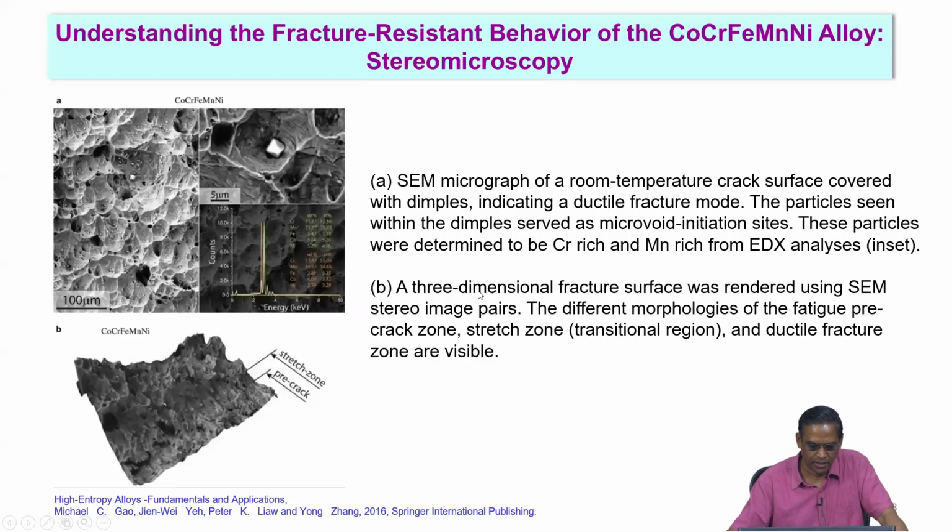And you have this 3-dimensional fracture surface rendered by using SEM stereo image pairs. You can generate stereo image pairs in SEM software. Okay. The different morphologies of the fatigue pre-crack zone. So you have 3 different regions here. So 1, 2 and then 3. So the first zone is a pre-crack zone, and then the second zone is a little darker, that is a stretch zone, and then finally the ductile fracture zone, you can say that.